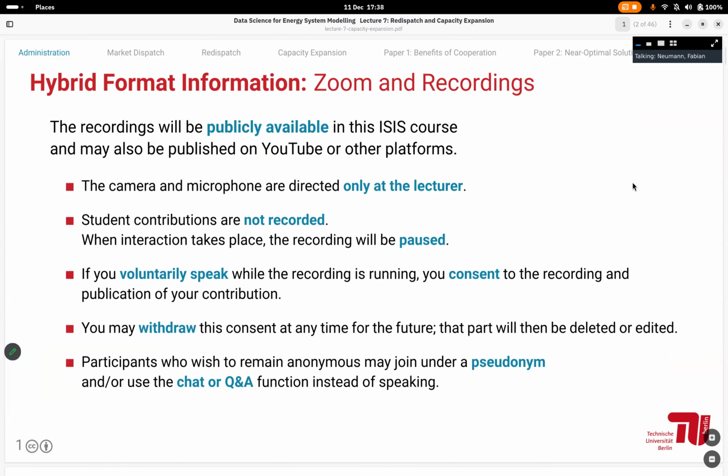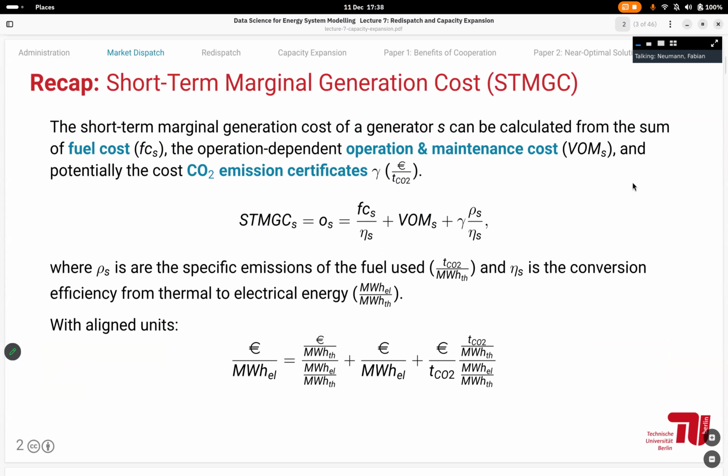Again, we're recording as always, and maybe as a first recap, what we've looked at so far. As cost, we've only taken into account the short-term marginal generation cost, which considered only things like fuel costs, operation and maintenance costs, and perhaps some costs for CO2 emission certificates. But we didn't look at any cost of maintaining existing infrastructure or investing in new infrastructure.